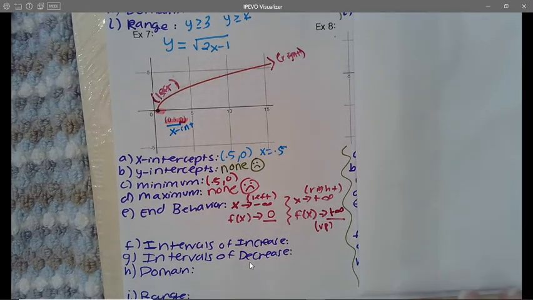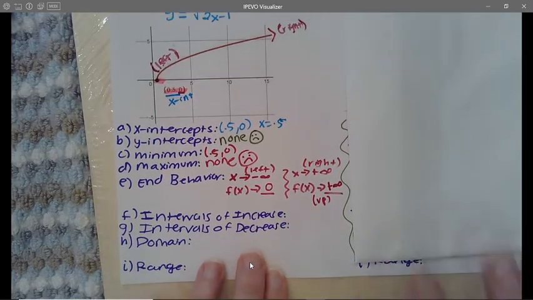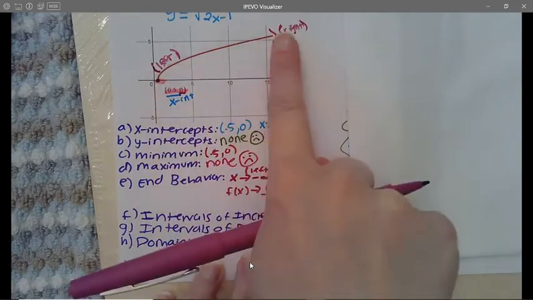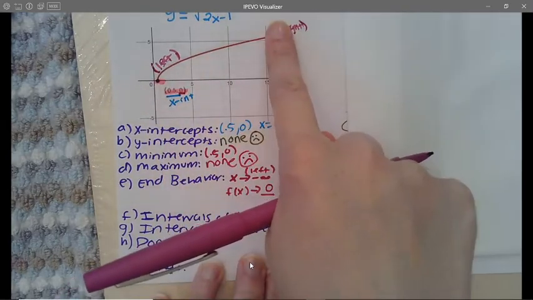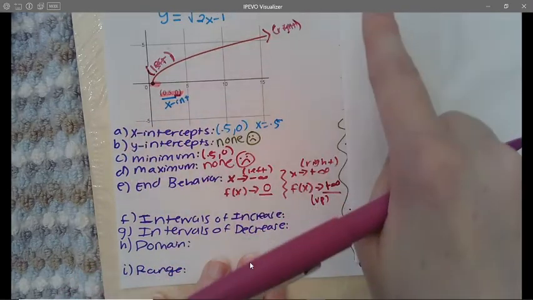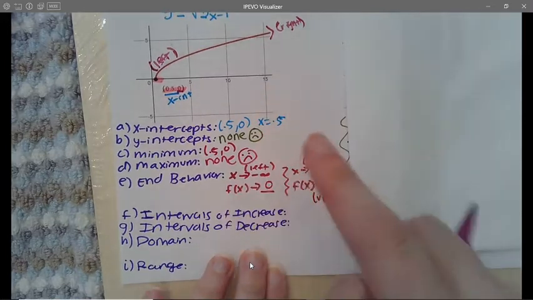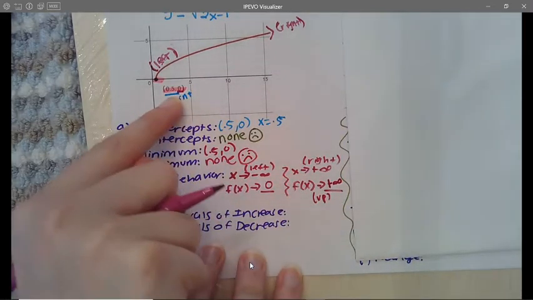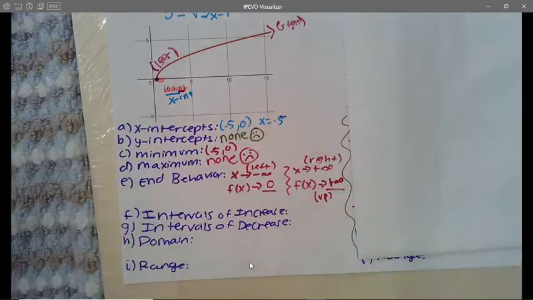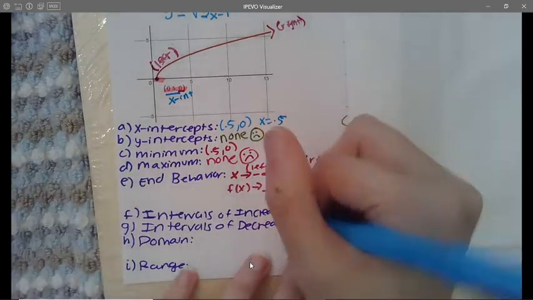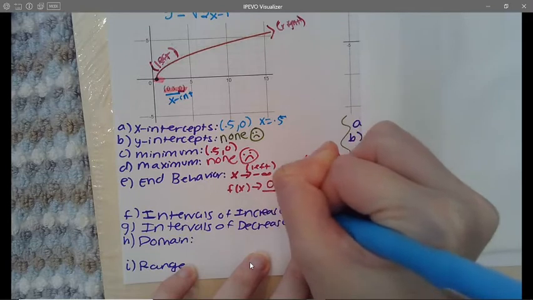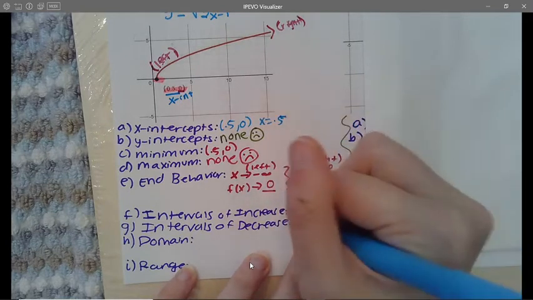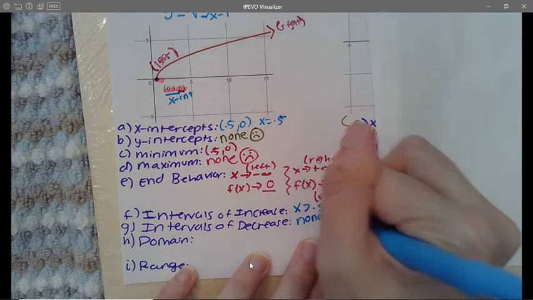Okay? Now your interval of increase or decrease: as we head from left to right, we are heading upward, which means the graph is increasing. And remember the shortcut, it's going to be x is greater than the x in your start point, which is 0.5. So for my interval of increase, x is greater than 0.5. The interval of decrease, we don't have one, so it'd be none.